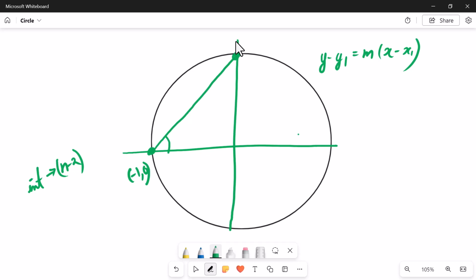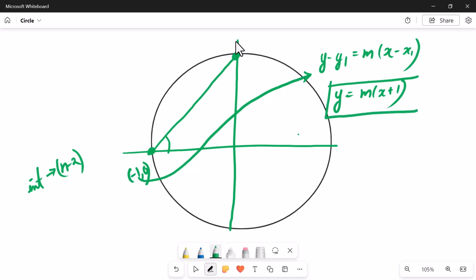This is the general equation of the line that we will use, and if we substitute this coordinate into this equation, we get y is equal to m times x plus 1. This is the equation of the line which is rotated about the point minus 1 comma 0, for any value of slope.